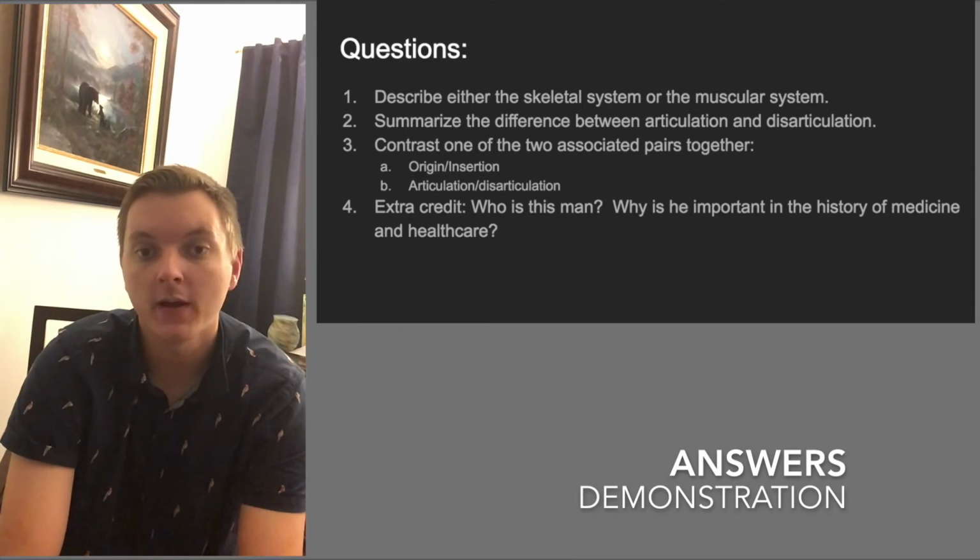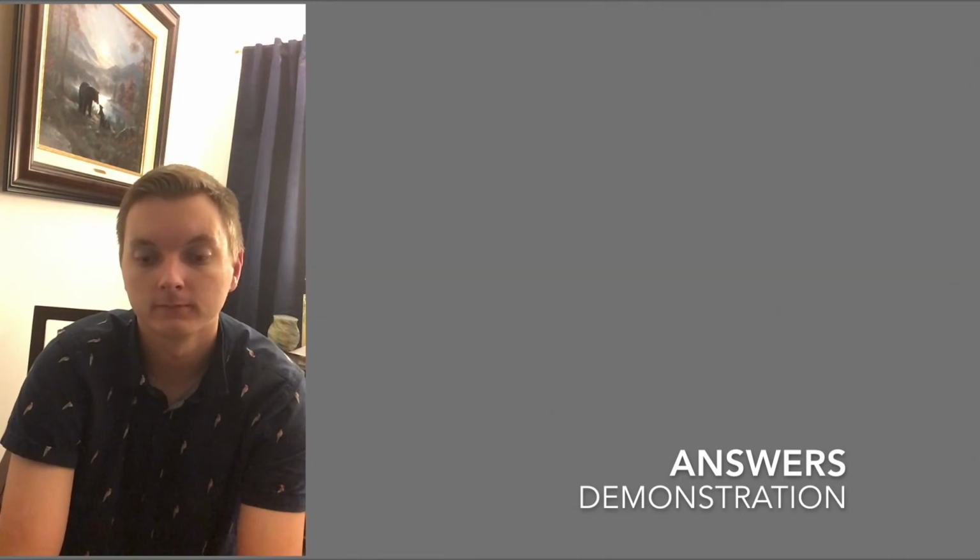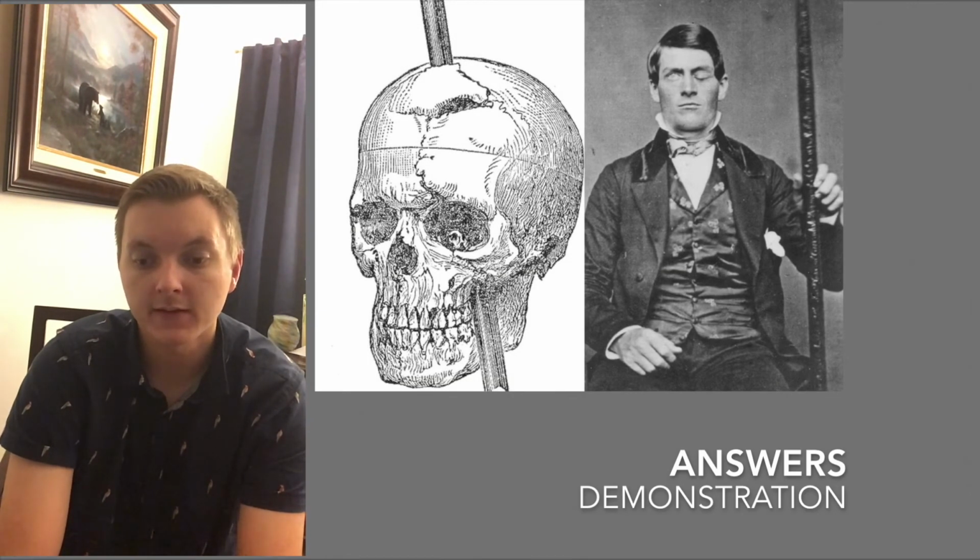This is the corresponding answer that addresses the extra credit question. Who is this man? Why is he important in the history of medicine and healthcare? This man is Phineas Gage, a railroad construction foreman who, through an accident, survived a large rod being driven into his head, which destroyed much of his frontal lobe. He survived this accident, however.